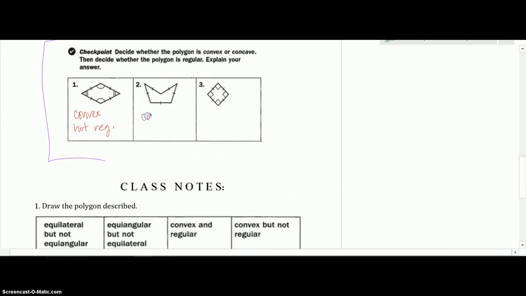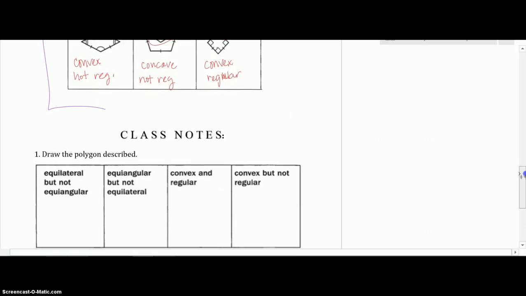Number 2 is concave because it caves in on itself right here, and it is not regular. If it's not convex, then you know it's not regular automatically. And number 3, this is convex and it is regular. It's convex because everything points outward. It's regular because all of the angles are congruent and all of the sides are congruent. Okay, so let's go ahead and take a look at the class notes.